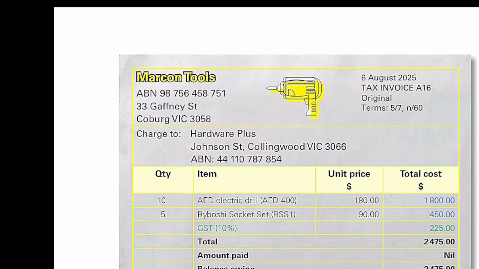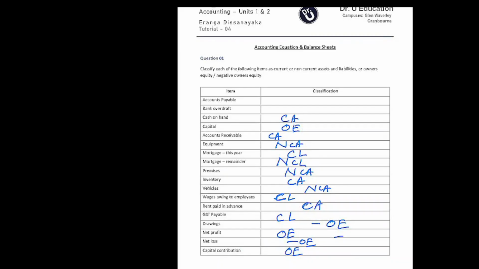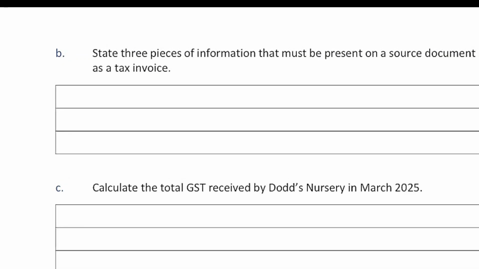Then what are the other things? Date of the transaction, right? And then the GST amount. Okay, so right there, the answer. Number one, the term tax invoice. Second one, the ABN number of the seller.